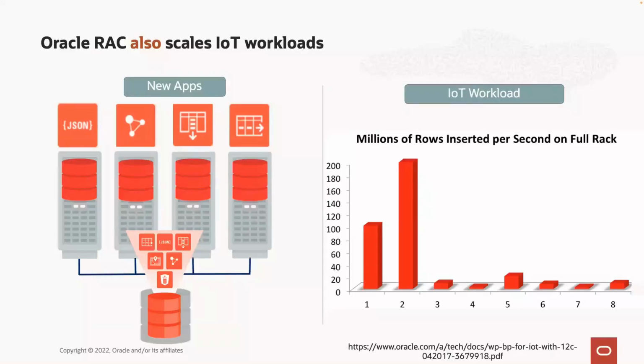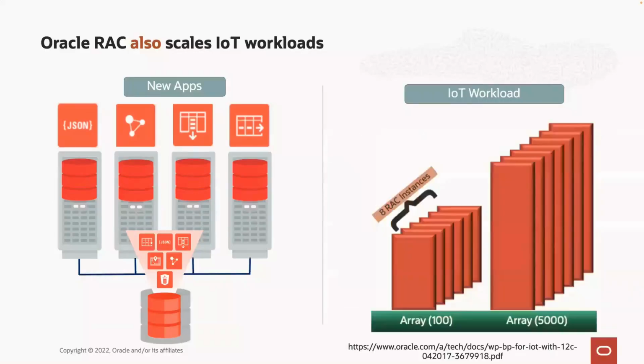So if you see this number, this is about 200 million in number 2. Guess what it is? It's the number of RAC instances. If you use an array of 100, you get a certain rate, and if you use an array of 5,000, you get even better. And remember that this is also active-active.